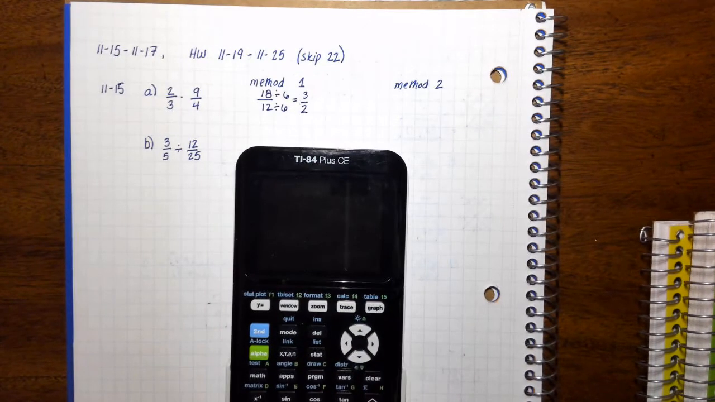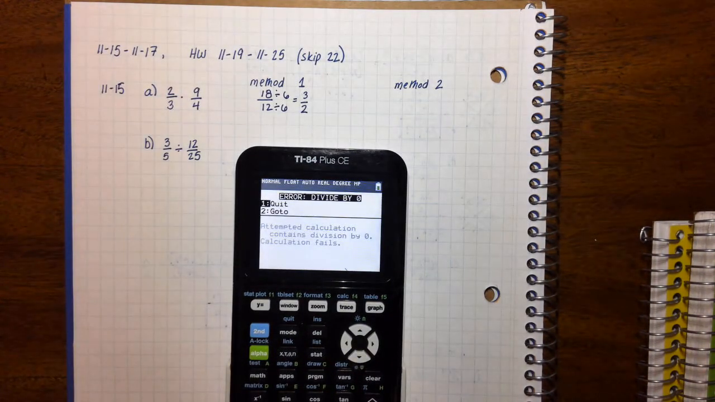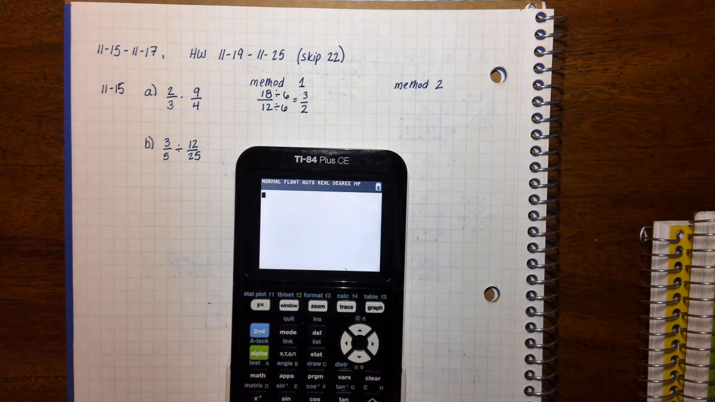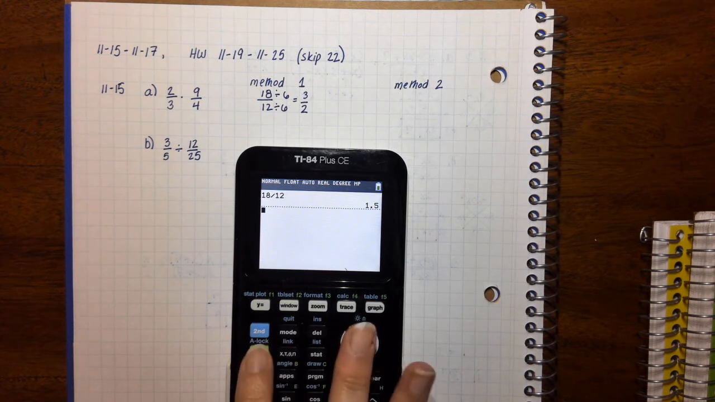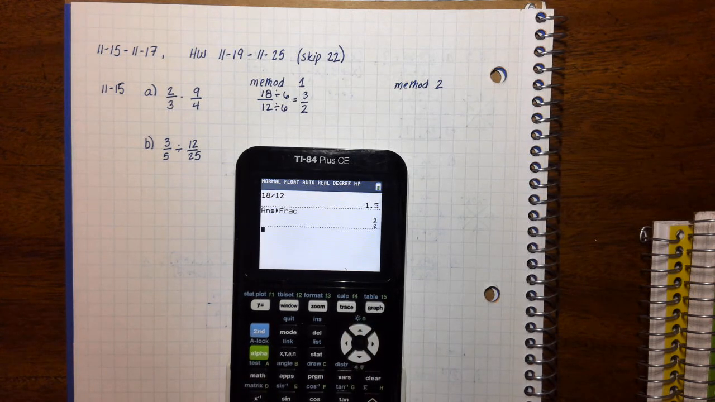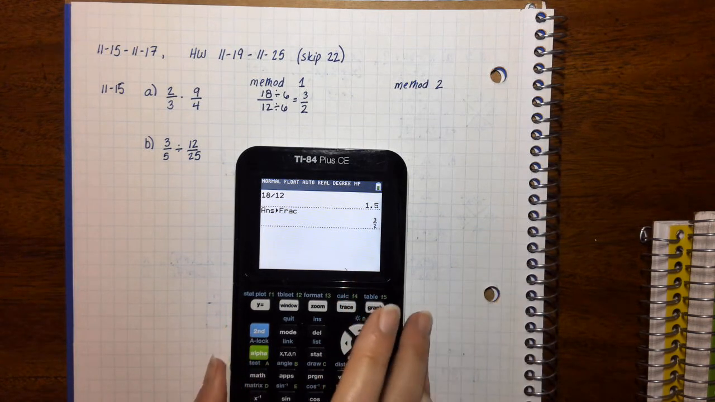Our friend the calculator can reduce things. Oh, look, there's that problem from the previous video. Okay, so our calculator friend can reduce fractions very easily. If you put 18 divided by 12 and you get a decimal, just hit math, enter, enter, and you'll get 3 over 2 to change that to a fraction.